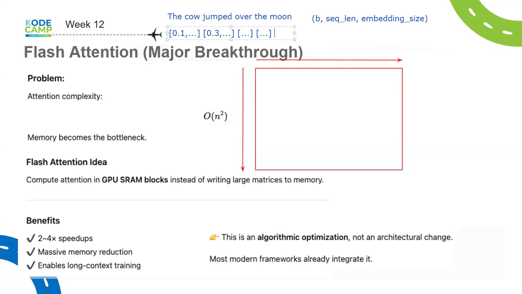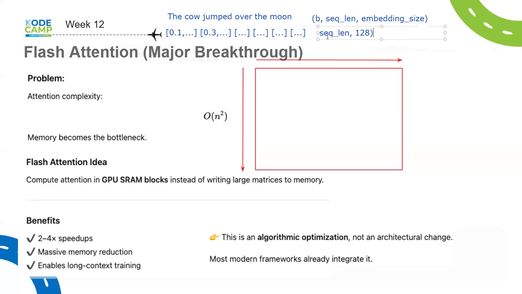Then you have another one for the, and then you have another one for moon. So what you now have is a sequence of embeddings. This sequence of embeddings is going to have a length of sequence length and embedding size. So let's say your embedding size was maybe 128. Now, this is a sequence.